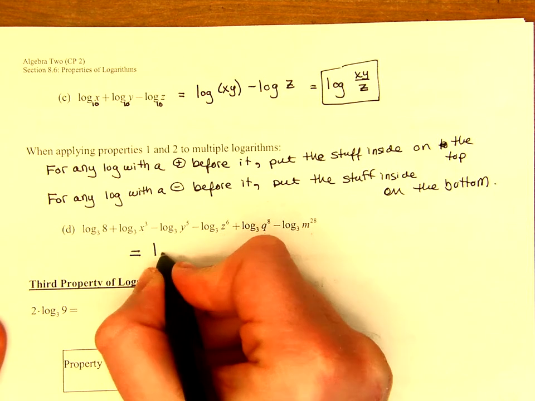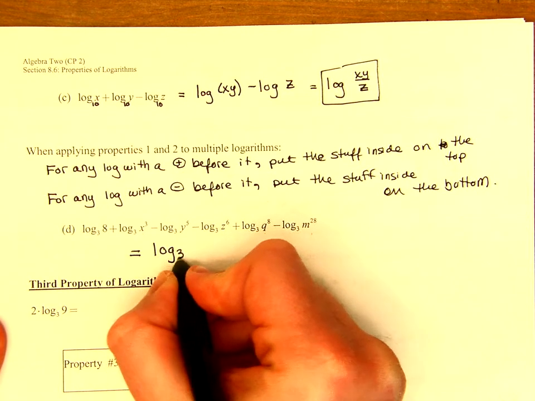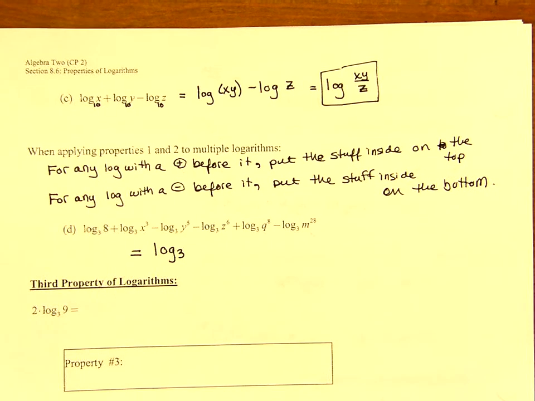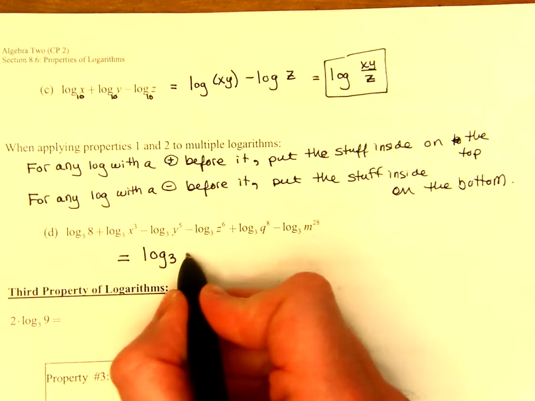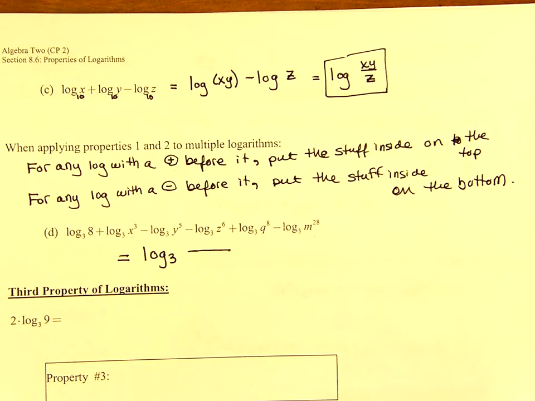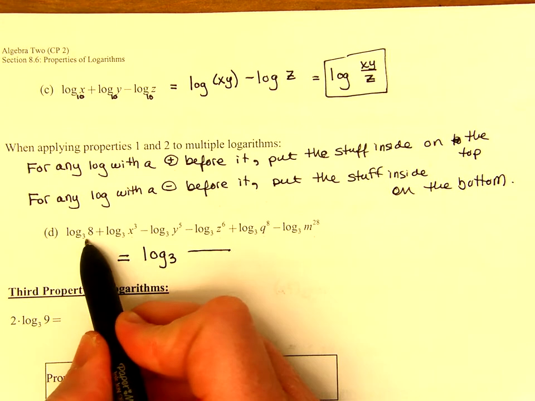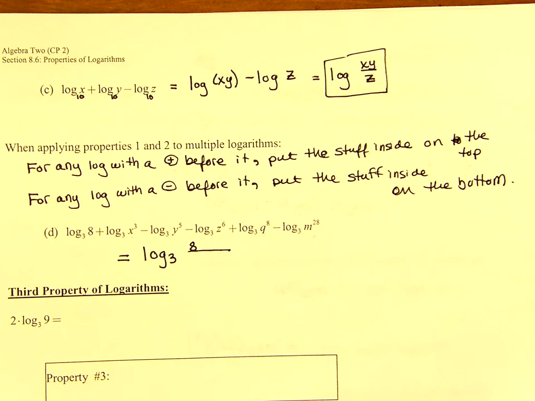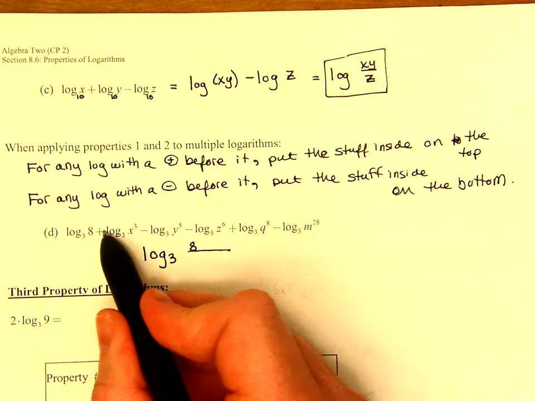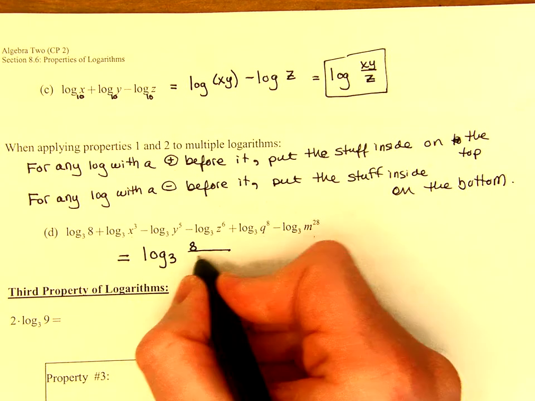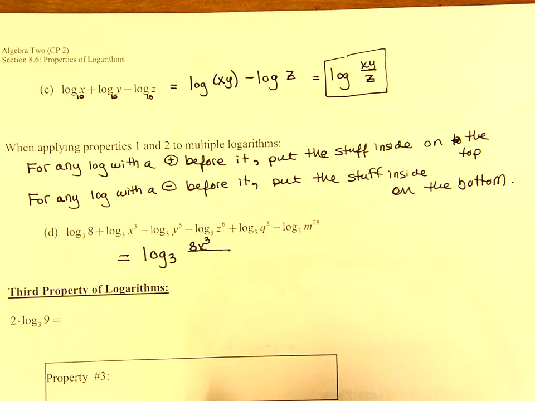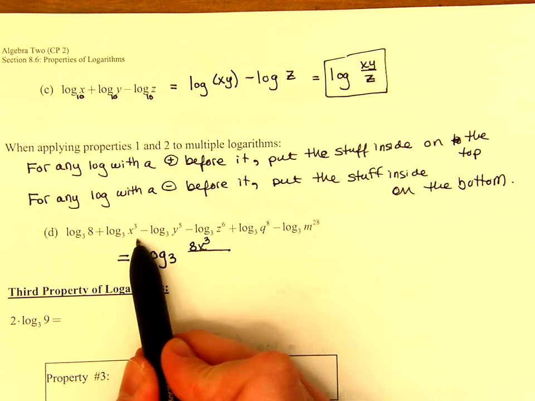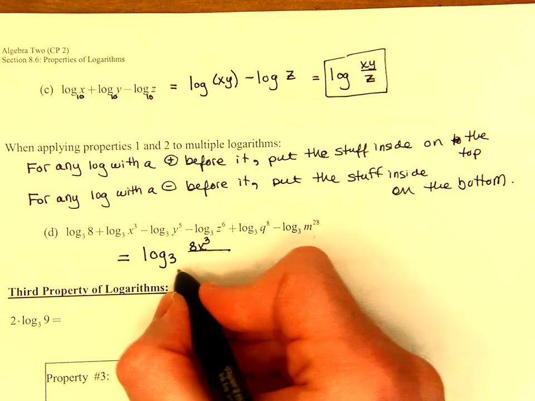This is going to end up equaling log base 3 of, well, I'm really just going to go piece by piece and decide, will the thing inside that logarithm go on the top of a fraction or on the bottom of a fraction? Log base 3 of 8. Well, that log was positive, so I'm going to stick the 8 on the top of my fraction. Log base 3 of x cubed. That log was positive. I'm going to stick the x cubed on the top of my fraction. Minus log base 3 of y to the 5th. That log was negative. I'm going to stick my y to the 5th on the bottom.